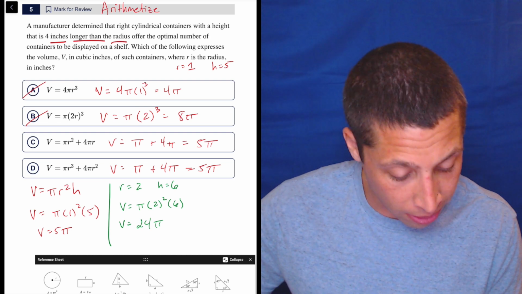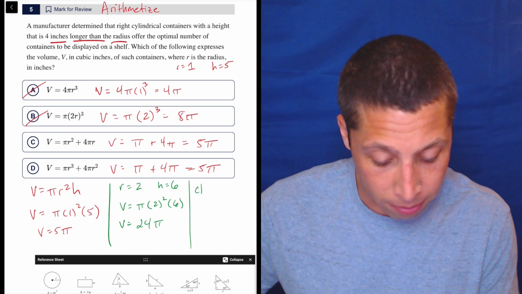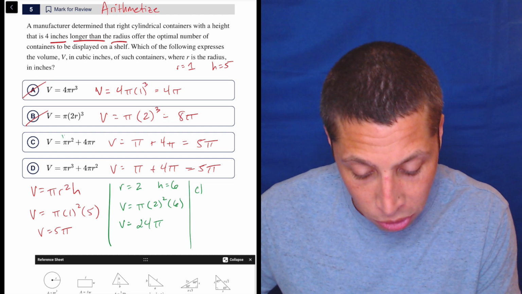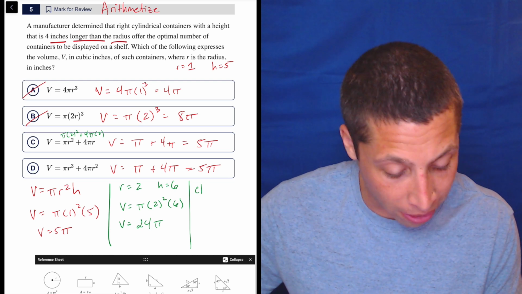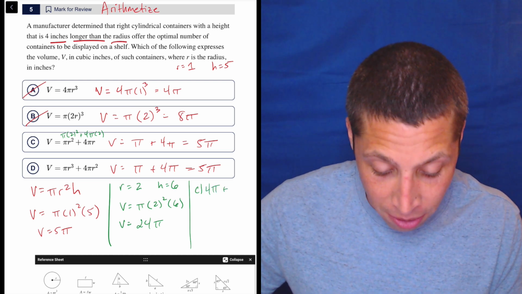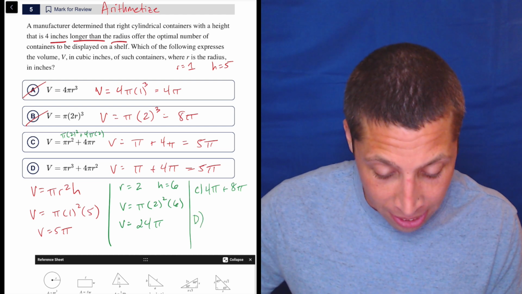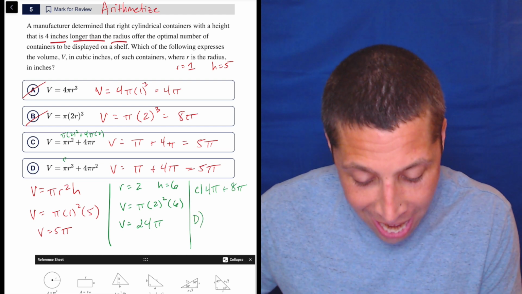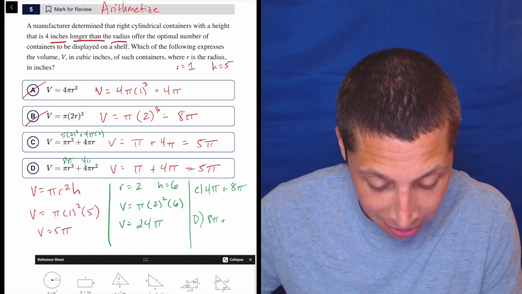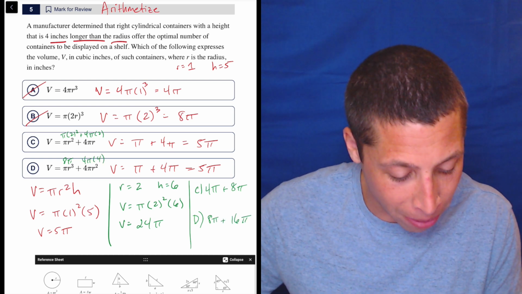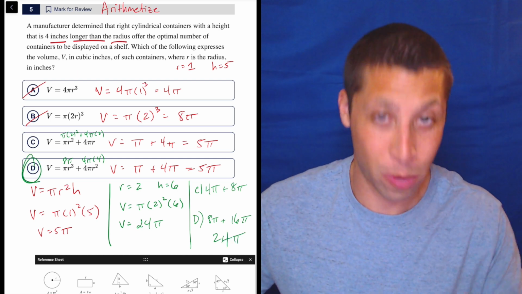So hopefully C and D give us different things now. Let's try C. I'm just plugging in now, radius is 2, so pi times 2 squared plus 4 pi times 2. So that is going to be 4 pi plus 8 pi. Not quite, that's 12 pi, so that doesn't work, but let's try D. This is 8 pi, because it's 2 cubed, so that's 8 pi plus 4 times 4, so that's 16 pi, that's 24 pi, and now I can confidently pick D, which is the answer.